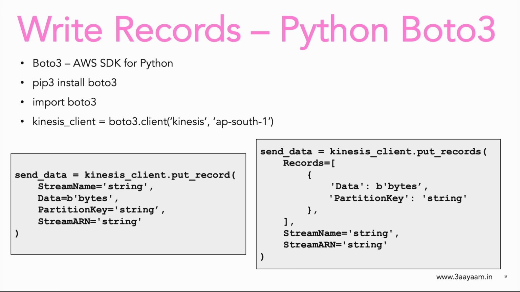If you use put_record API, you are only sending a single record. So in that case, you'll have to mention the stream name, the actual data, the partition key, and the stream ARN, which you can get from our AWS console.